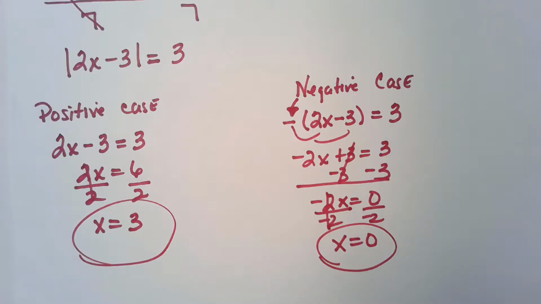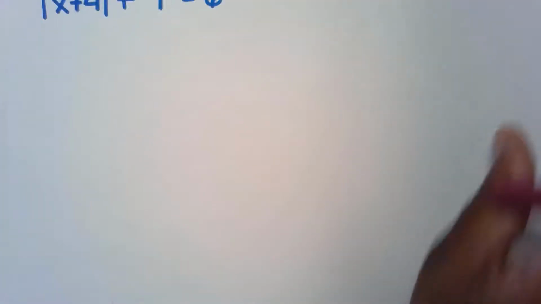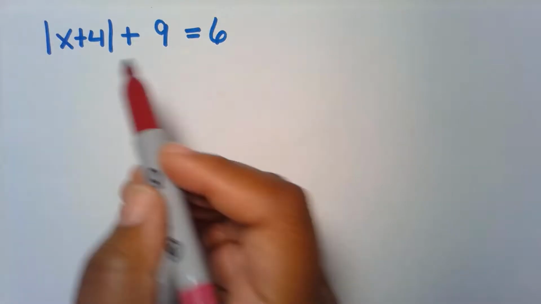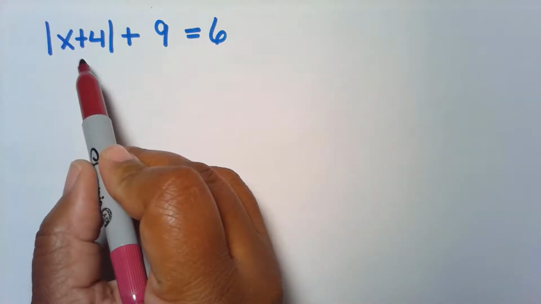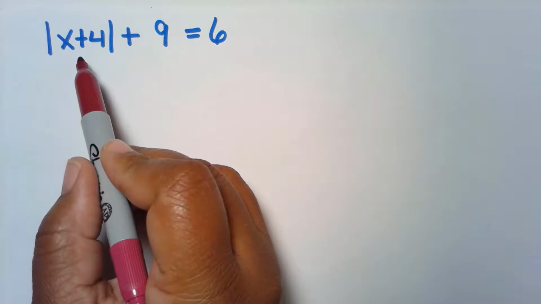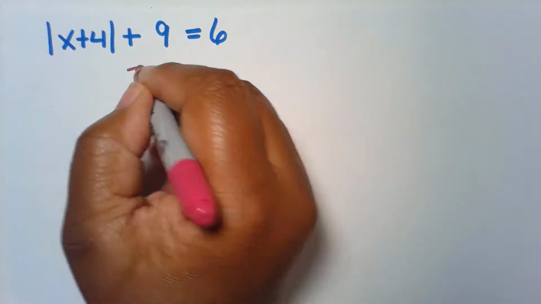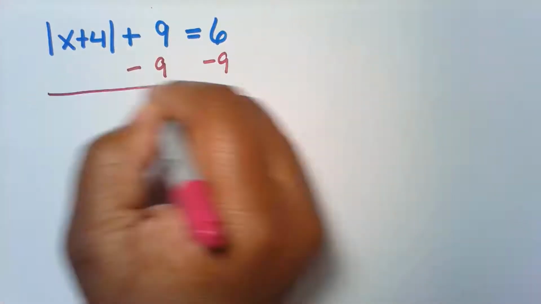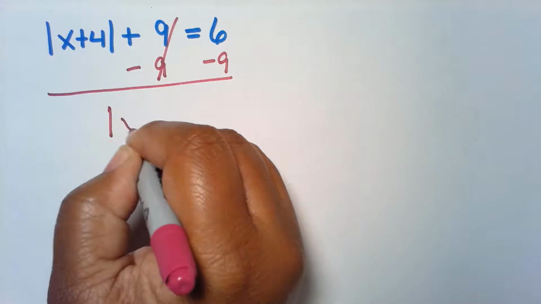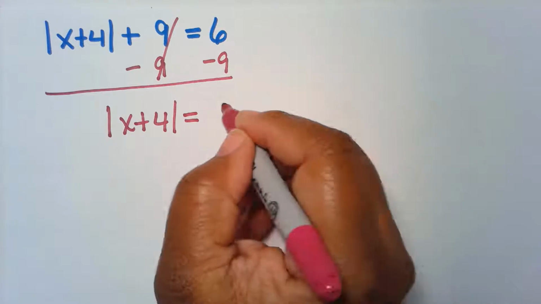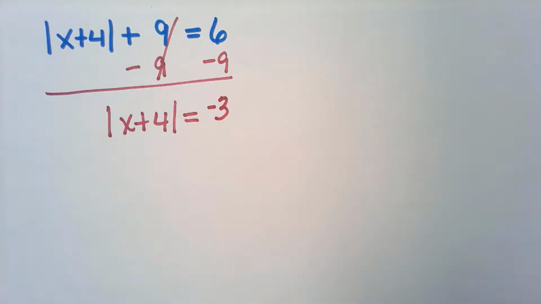Next example. We have the absolute value of x plus 4, plus 9, is equal to 6. We want to isolate the absolute value, meaning I want the absolute value of x plus 4 to be by itself. So we're going to subtract 9 from both sides. We have the absolute value of x plus 4 is equal to 6 minus 9, which gives us negative 3.